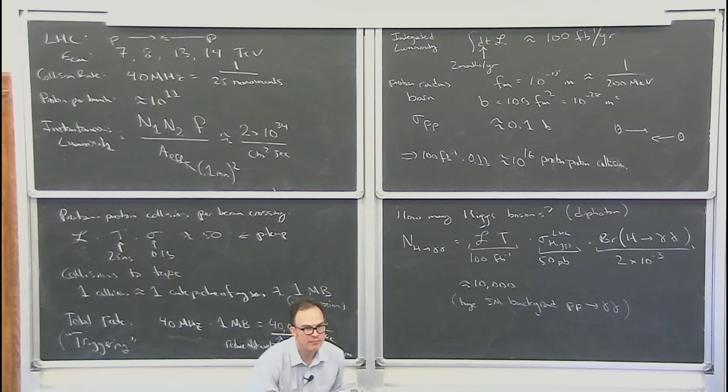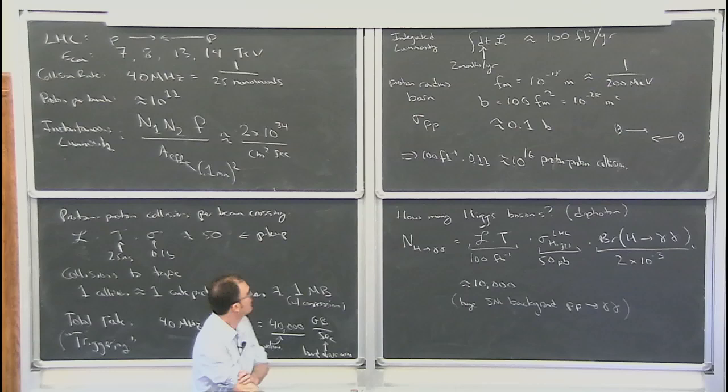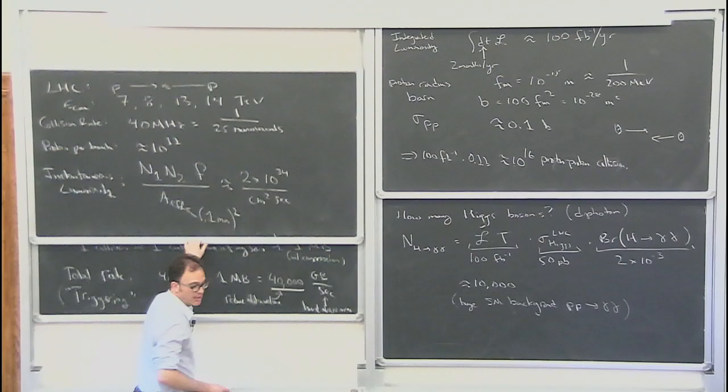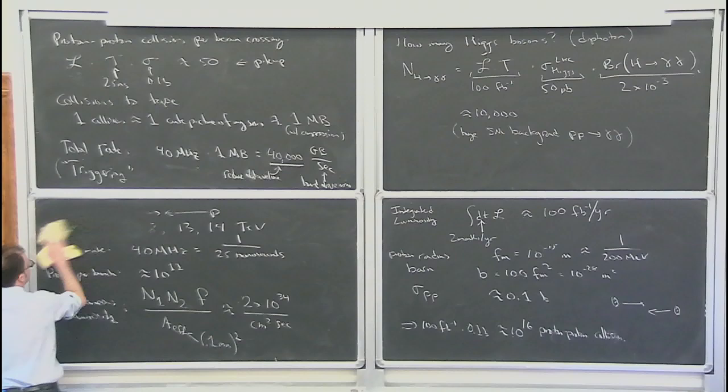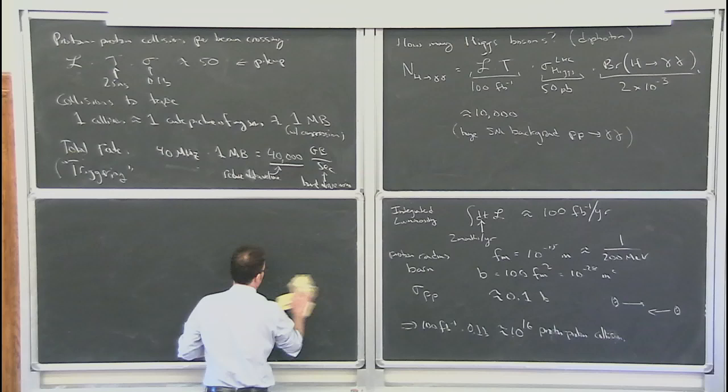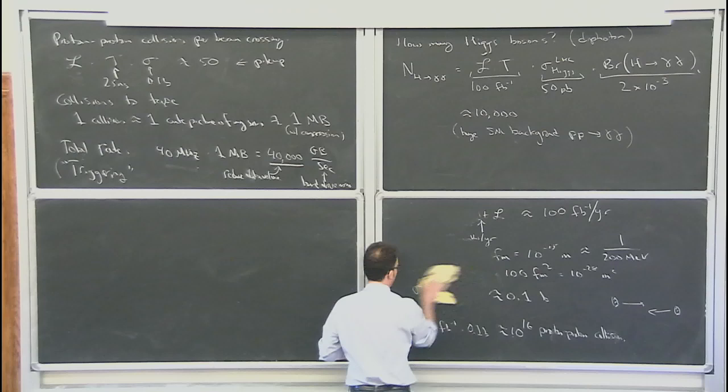Okay, so I want to do just one more set of numbers before I show you the master formula for collider physics. This is basically just a rehashing of what I just said in terms of rates, but maybe just a slightly more visceral.